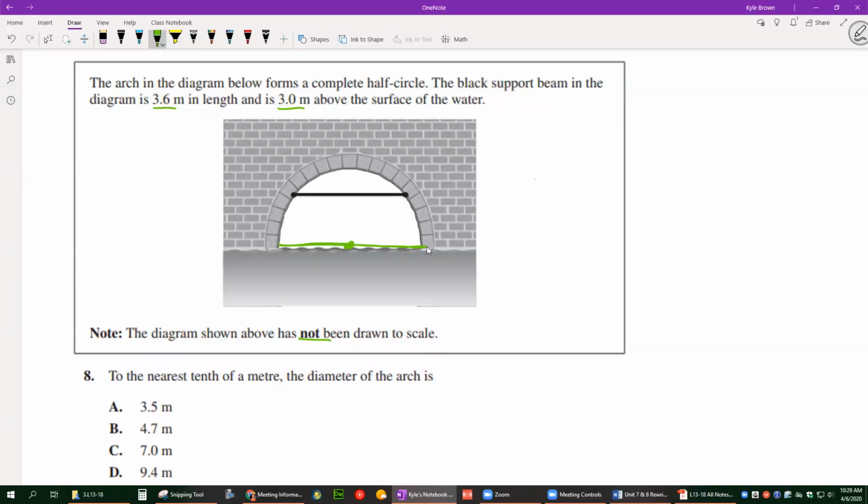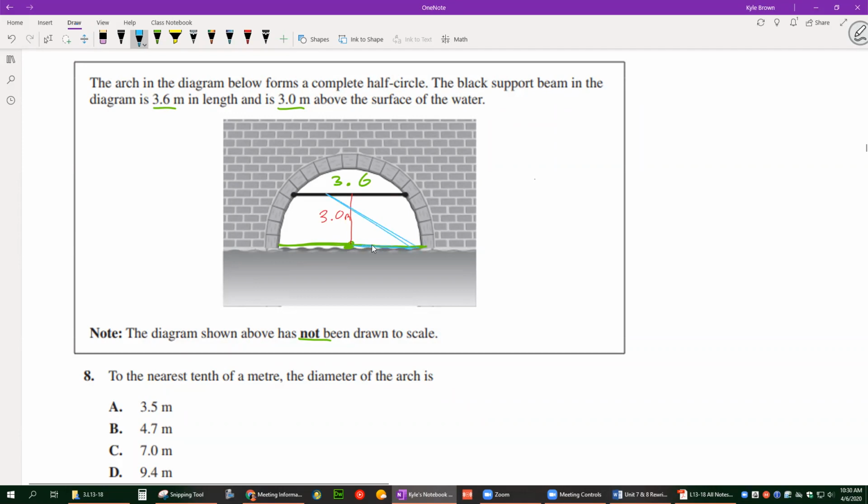So we need to make another line because they've told us, well, what do we know? So the block support beam is 3.6 meters in length. So this is 3.6 meters and is 3 meters above the surface of the water. So we also know that the length from here to here is 3 meters. And I'm looking for the diameter, but I'll give you a hint that the way I'm gonna handle this is I think I'm gonna try to find one of these lengths, right?